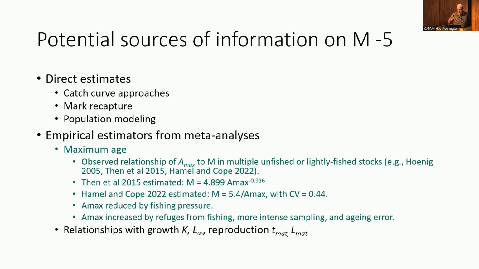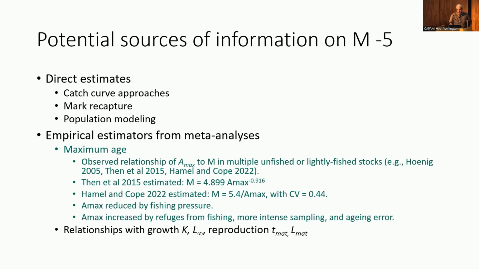So there was the database compiled by Then et al. in 2015, originally John Hoenig's work, and then updated by Then et al., and then Hamel and Cope last year published a paper where they reanalyzed the Then et al. data and came up with the estimate of M equals 5.4 over Amax, with a CV of 0.44, or 0.31 if you're looking at the value that you want to use in your predictions.